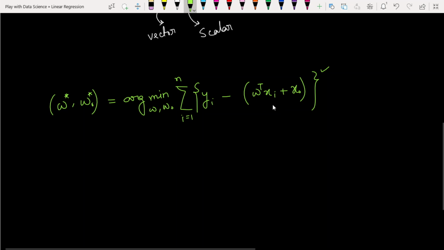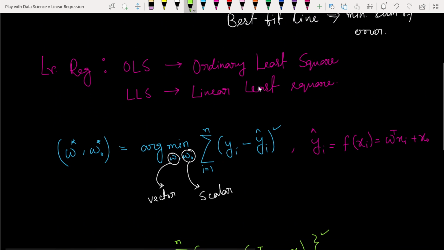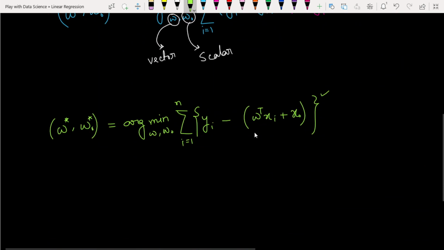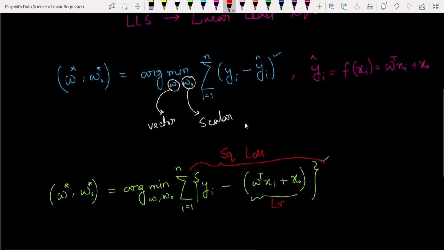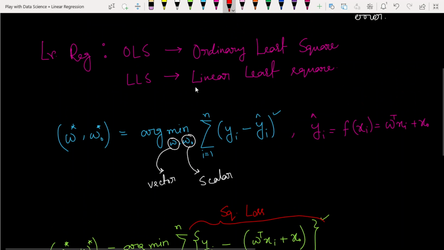This term is the reason why we call it the linear least squares method. Why is it called least squares? Linear means here we are using linear equations. And least squares we call it because we have to minimize these squared terms. In another language it is called squared loss. So because of this we call it linear least squares.